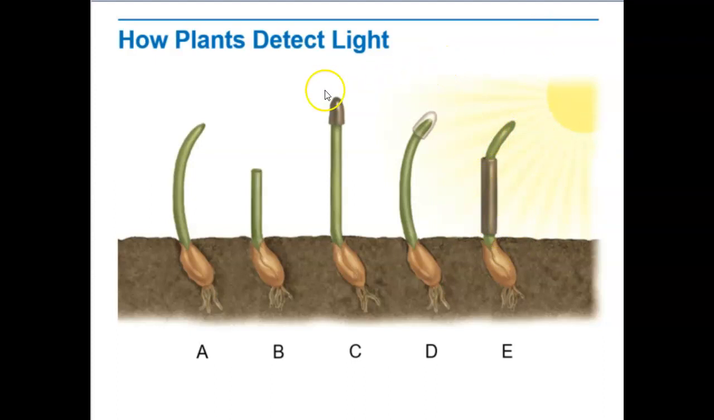The ones that did not bend towards the light were the one where the tip was cut off and the one where the tip was capped with a dark cap. So based on this experiment, the cells within a plant that help to detect light would be found in the tip of the seedling. The Darwins hypothesized that the tip produced a substance that regulated cell growth, and then 40 years later, the regulatory substances produced by the tips of growing plants were identified, and they were named auxins.